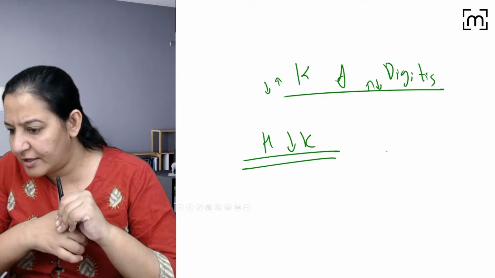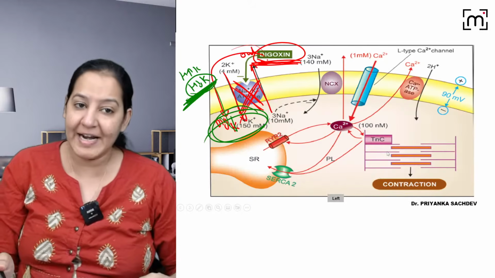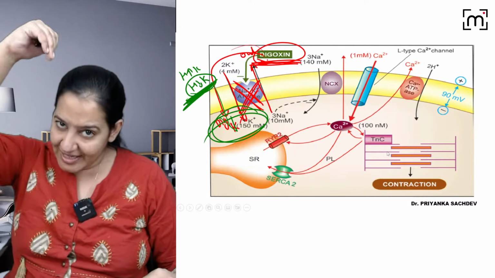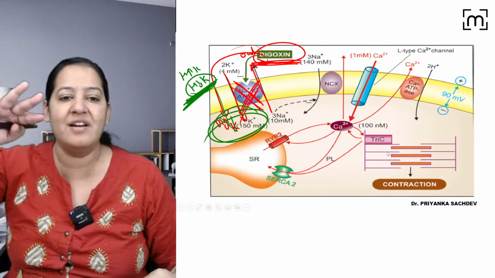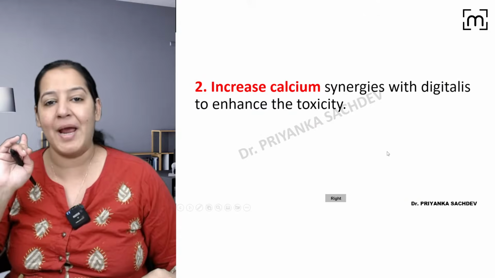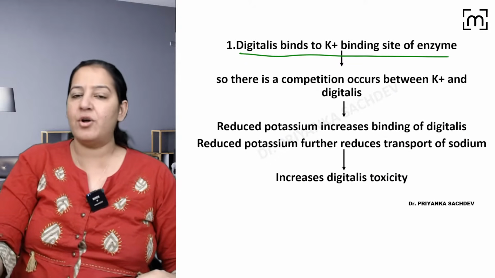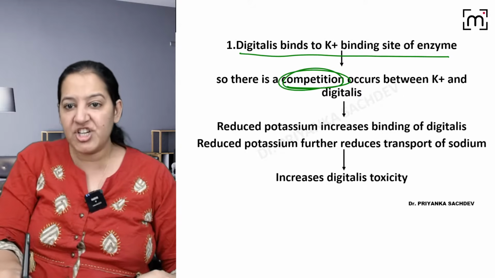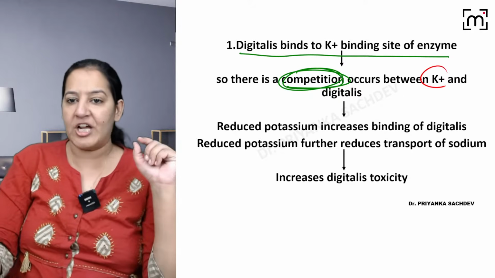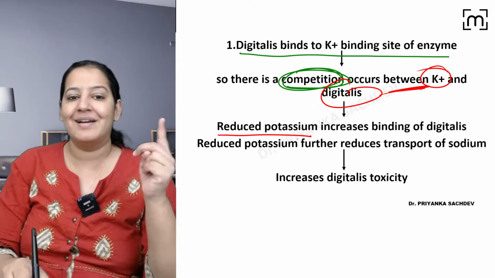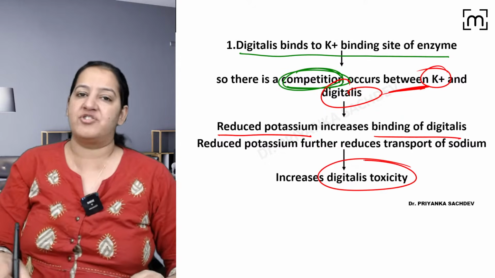Does Digitalis act from the outer side or inner side? Sachin, from the inner side. That's why there is a competition between potassium and Digitalis. Once Digitalis goes inside, then only from the inner side can it inhibit, right? So, hypokalemia, listen to my words. Digitalis binds to the potassium binding site of this enzyme. There is a competition between the two, potassium and Digitalis. So if potassium is less, Digitalis will be more, and it will lead to Digitalis toxicity.